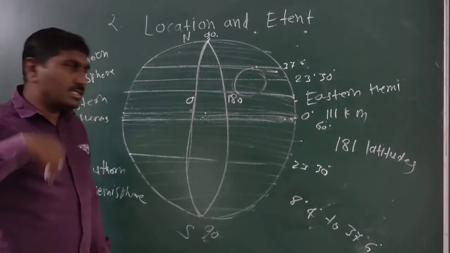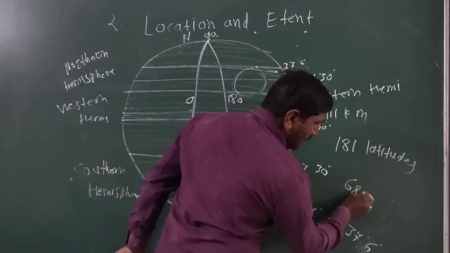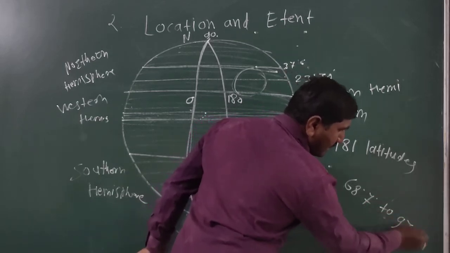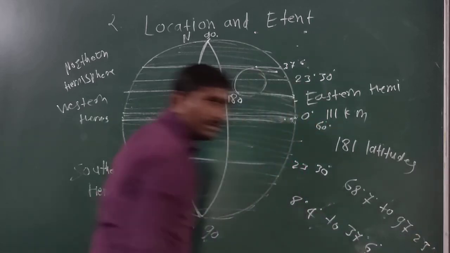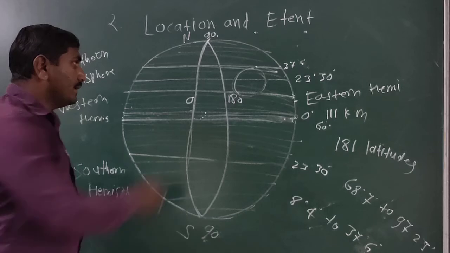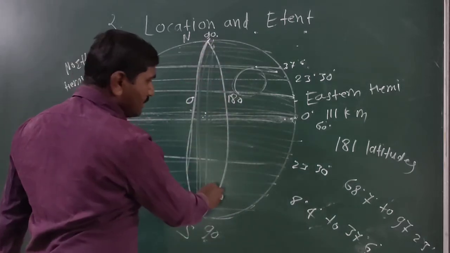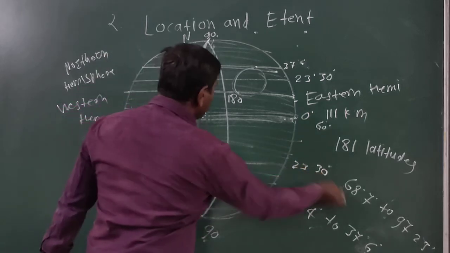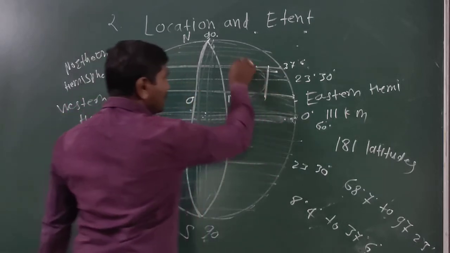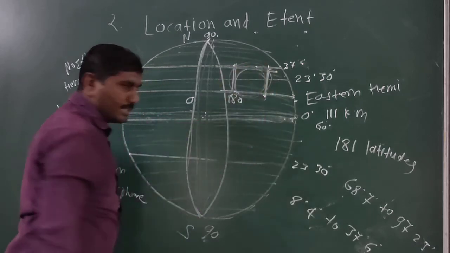When we think about its longitudinal extent, that longitudinal extent is 68 degree 7 minutes to 97 degree 25 minutes. That also we have to count from this 0 degree. There are also some lines, 1, 2, 3, 4, 5, 6, 7, 8, 9, 10, that is 68, and this is 97 degree. So this is the box. In this box, India's location is there.